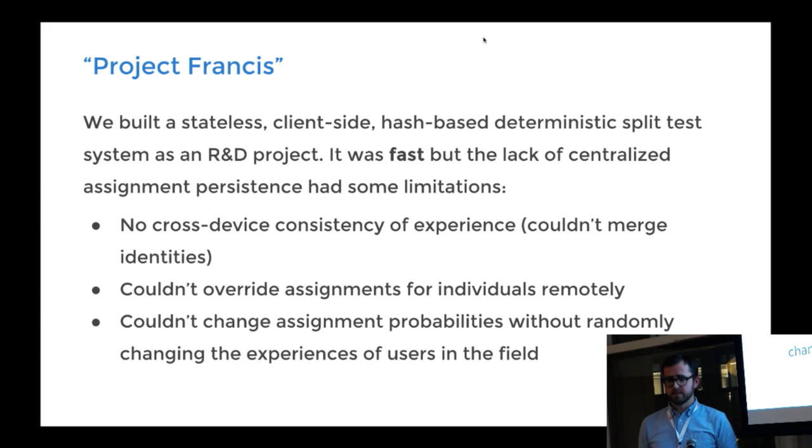But that comes with some obvious limitations. There's no cross-device consistency because there's no central data store for anyone to know what your assignment as a human is. So there's no way to reconcile your mobile app with your web app. You couldn't override your assignments for individuals remotely, so I couldn't go in and say these 10,000 users with these qualities about them need to flip over to this other variant. And you couldn't change the assignment probabilities at all without randomly changing the experiences of users in the field, because all of that hash bucketing would change.